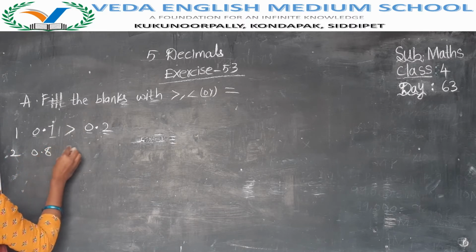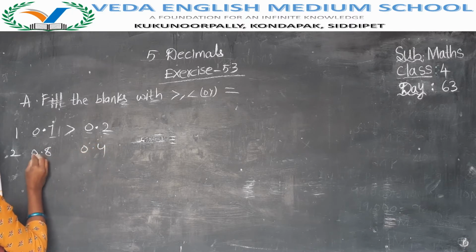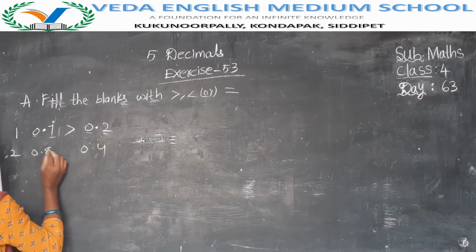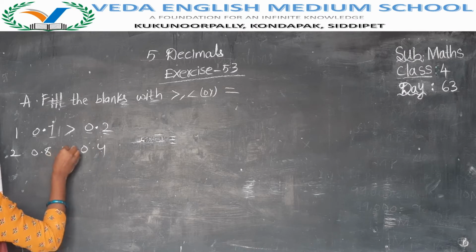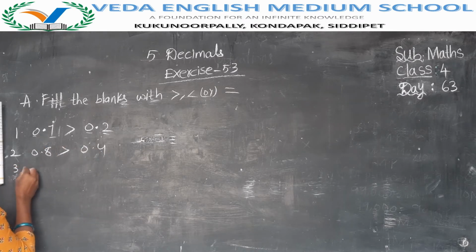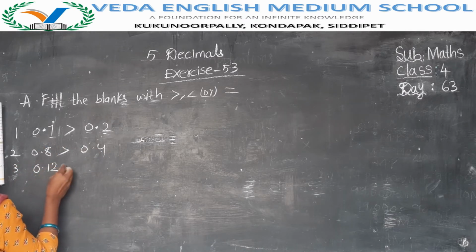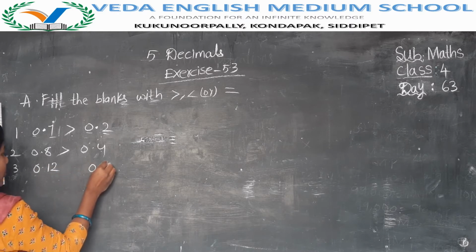0.8, 0.4. Here 0, 0. Decimal point, decimal point. Here you have 8, here you have 4. 8 is the greater digit. Third one: 0.12 and 0.24.